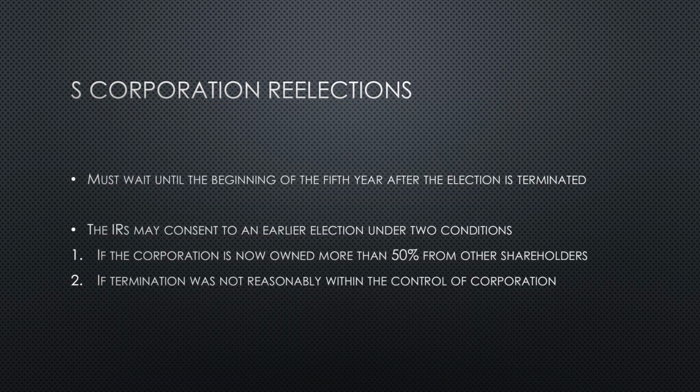An S corporation that has lost its S corporation status must wait until the beginning of the 5th year in order to select the S corporation option again. There are two conditions under which the IRS allows an earlier election: one, if the corporation is now more than 50% owned by shareholders who were not owners at the time of termination, or two, if the termination was not reasonably within the control of the corporation or shareholders and was not part of a planned termination by the corporation or shareholders.